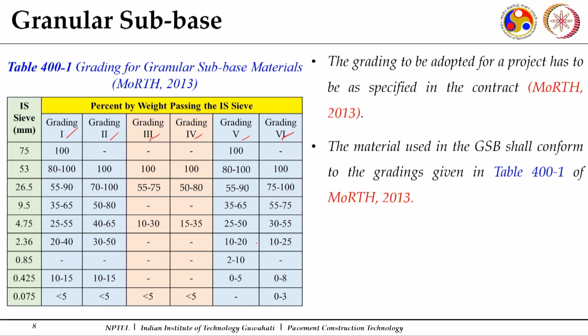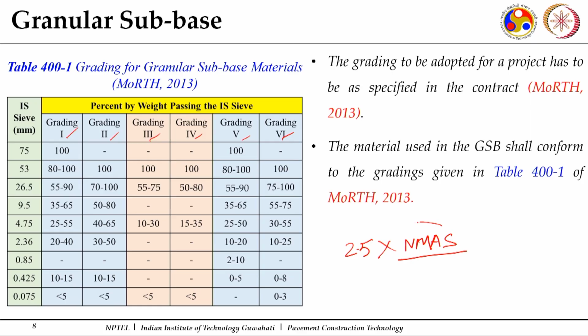It has given 6 gradings. Different gradings can be used for different purposes and for different layer thicknesses. Whenever a layer thickness is to be considered, we always say that the layer thickness should be 2.5 times their NMS, nominal maximum aggregate size. Now, this nominal maximum aggregate size is again a size where we say that the material should be whatever NMS we recommend.